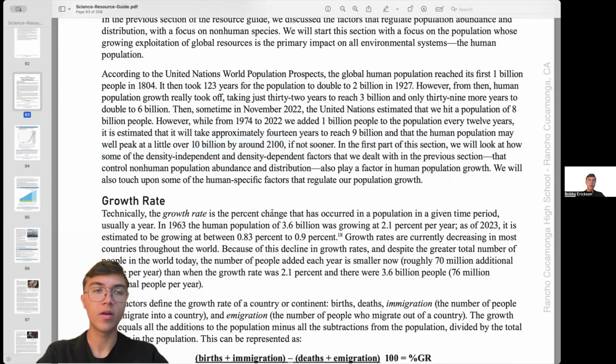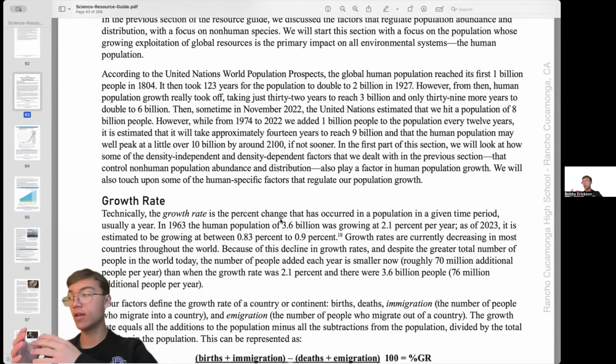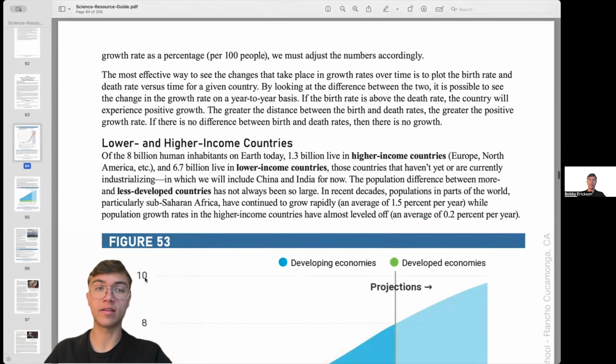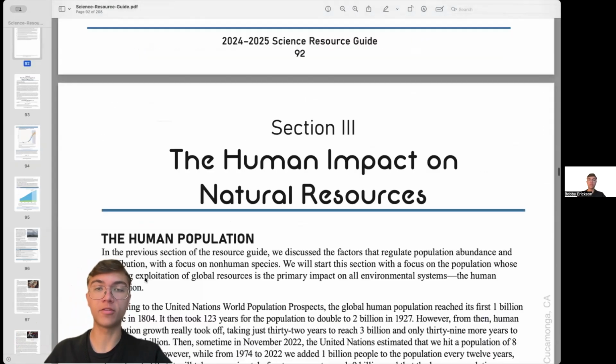Taking all of these together, we now need to look at how density dependent and density independent factors actually play a role in human population growth. We're going to be looking at how dense populations react to different stimuli, such as maybe food, or, as we'll see going on, income, and so forth.